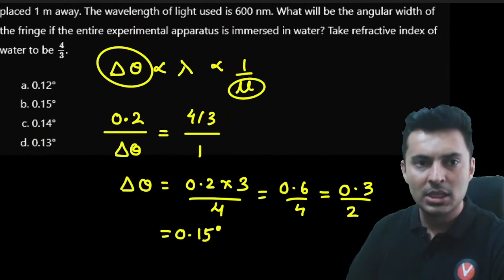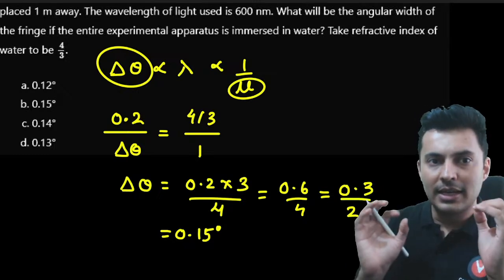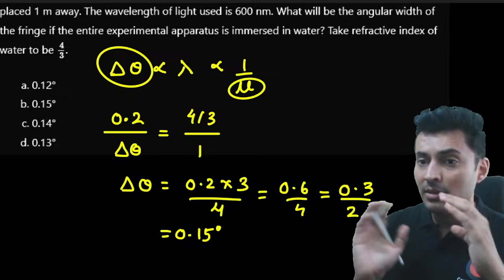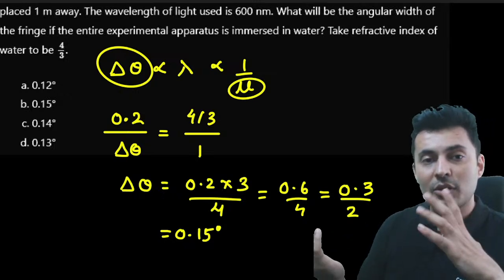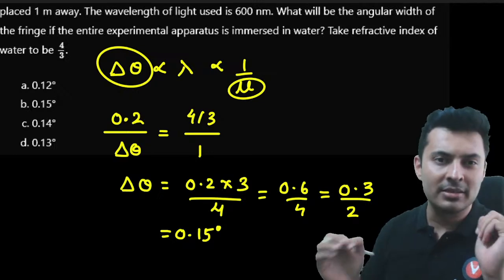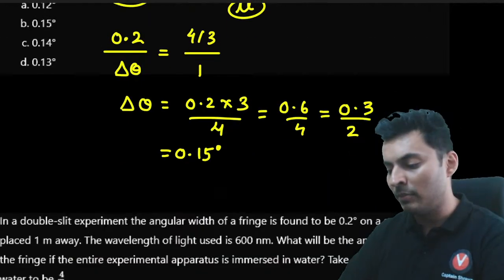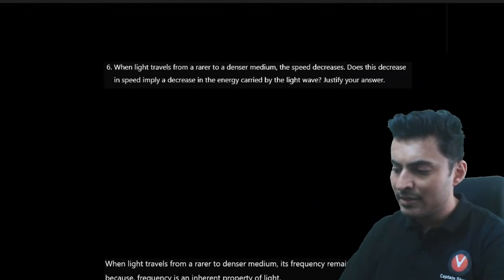Okay, remember this. Whenever you immerse anything inside any liquid, the speed reduces. Speed reduces means frequency won't change, wavelength will reduce. And speed is going to be directly affected by refractive index, inversely. More the refractive index, lesser is the speed in that medium. Remember that.